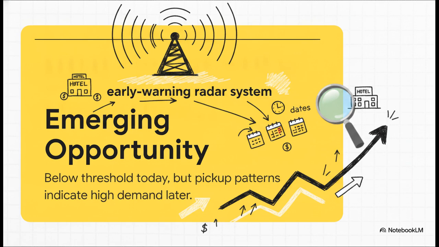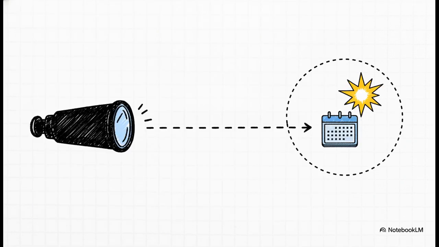This is defined as a date sitting below your high threshold right now, but, and this is key, the pickup patterns strongly indicate it's going to become high demand later on. Think of this group as your framework's crucial early warning radar system. The business condition isn't going to be obvious if you're only glancing at on-the-books data. But the framework is actively signaling that future local event demand, or maybe short lead time retail demand, is on its way.